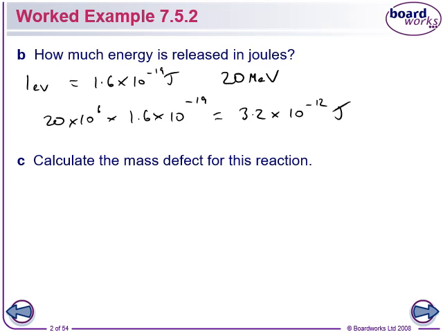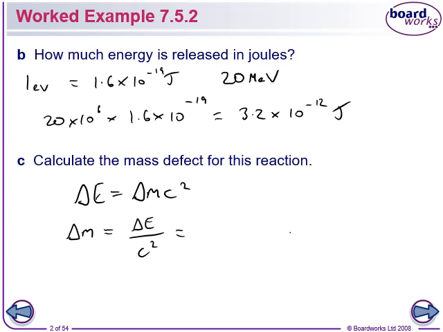Okay, finally, calculate the mass defect for this reaction. That's Einstein's equation, E equals mc squared. Hang on, let's write this properly. Our change in energy is equal to our change in mass times c squared. We want our change in mass, that's our mass defect. So if we rearrange our equation, our change in mass is equal to our change in energy divided by c squared.